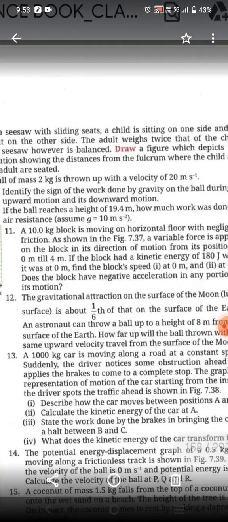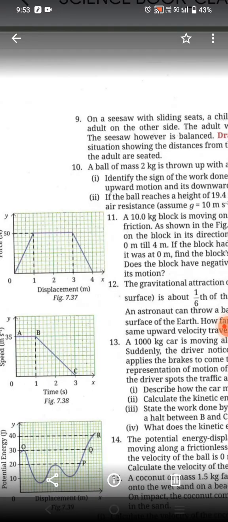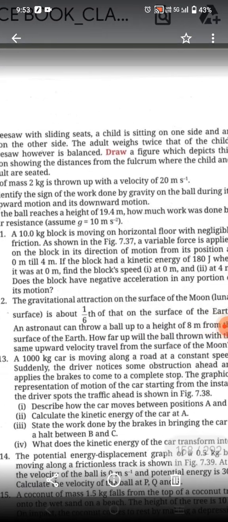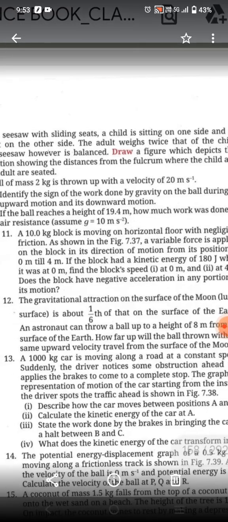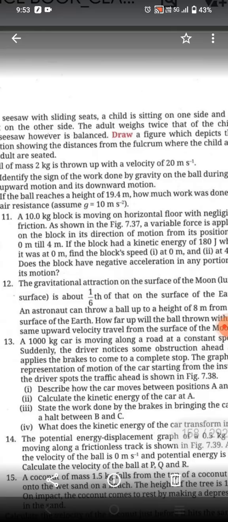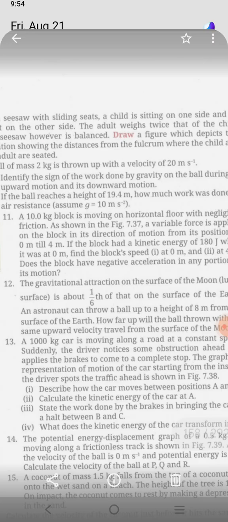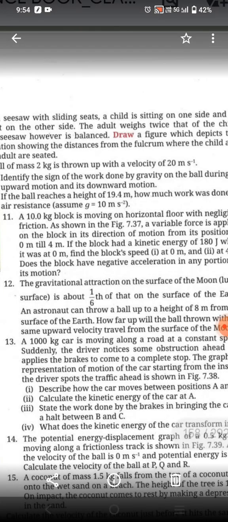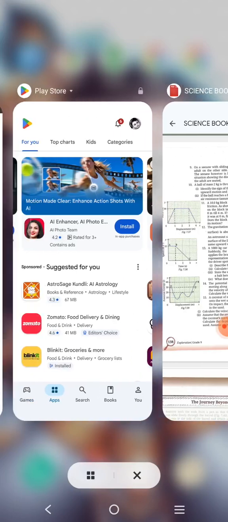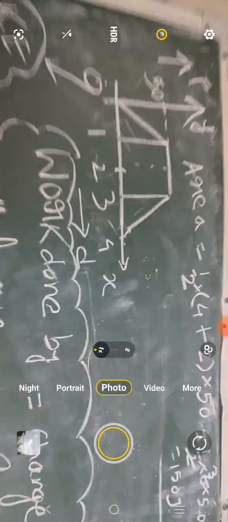Second point. Third point, they are telling, in the direction from its position 0 meter to 4 meter, if the block had a kinetic energy of 180 joule when it was at 0 meter, find the block speed at 0 meter and 4 meter. Does the block have negative acceleration in any portion of the motion or not? That we will consider later on. Okay, so let's solve this question. For that I will start the camera.